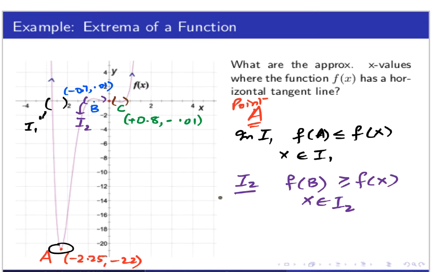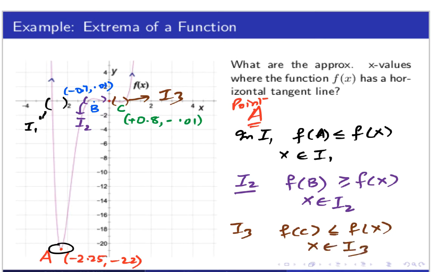Okay, so let's call this interval I3. Notice the value at C is the smallest for every value in this interval I3. This A is the smallest in the interval. Rather, if you notice, this A is the smallest in the whole function. So this is the smallest of all the values for the whole function.